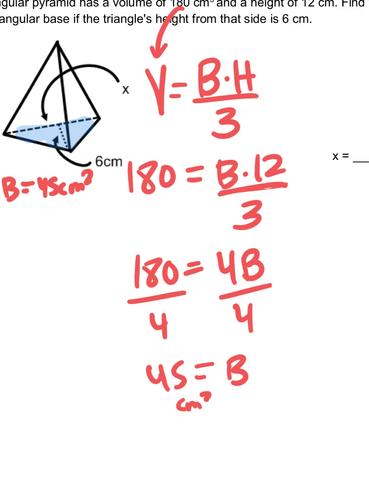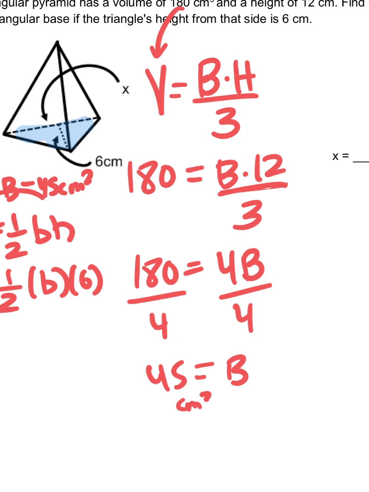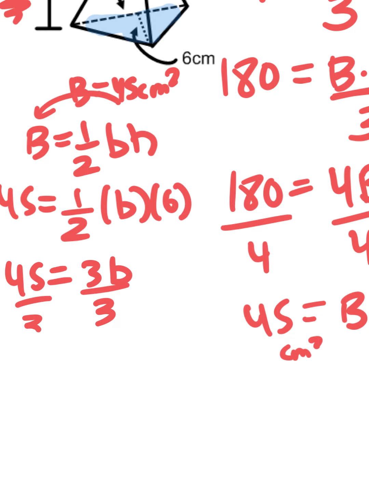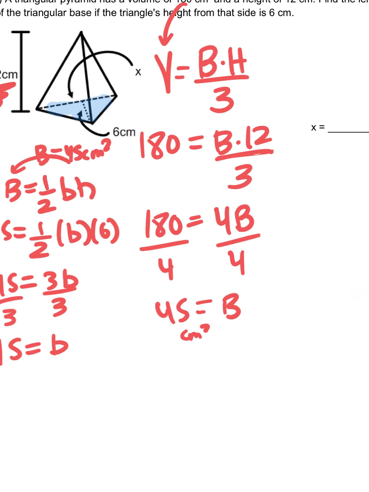But we also know that this base is a triangle. So we can use the triangle formula, 1/2 times base times height. We can plug in 45 for the capital B. We can plug in the height. We know that height is 6. And then we can use that to find my base, my lowercase b. So we're going to use 45 is equal to, so 1/2 times 6 is 3. And then we divide both sides by 3. We end up finding that 15 is equal to my base, or x would be 15 centimeters in this case.